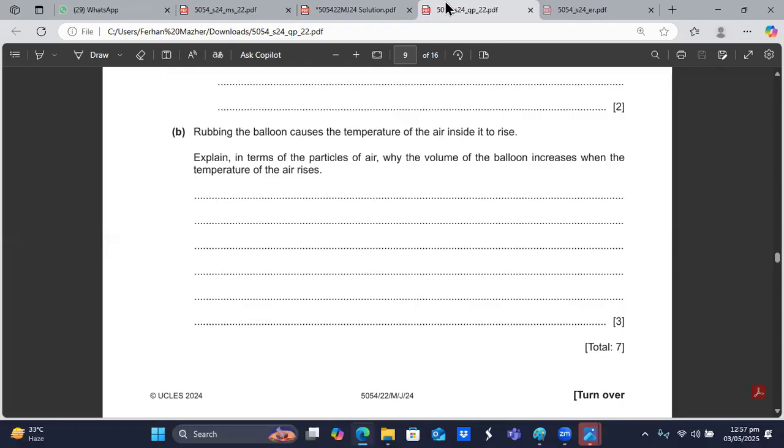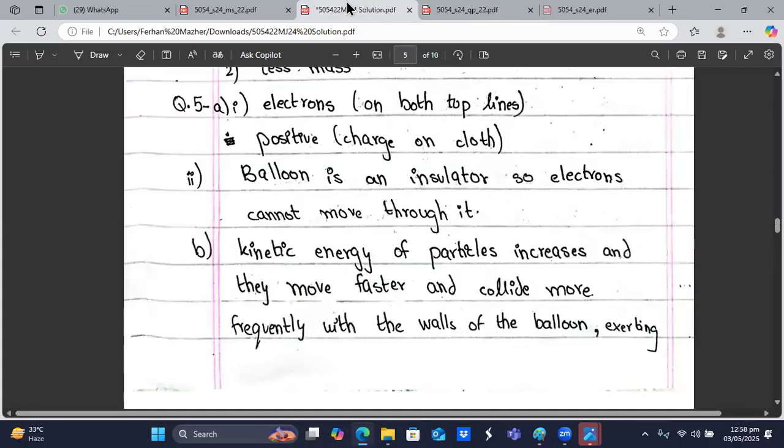So overall, there is no change in the pressure. Initially, there will be an increase in the pressure of the air, but overall, there will be no change in the pressure. The balloon has simply expanded. I hope you understand this explanation.